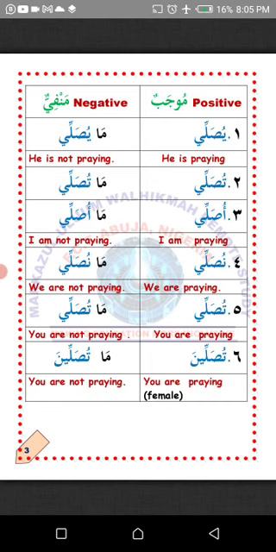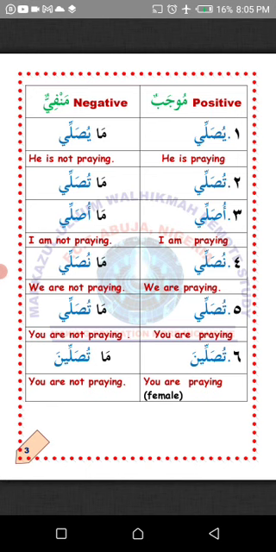Arba, number four. Nusalli, we are observing salah. Ma nusalli, we are not observing salah. Hamsa, number five. Tusalli, you are observing salah, talking to a single male person directly. Ma tusalli, you are not observing salah. Sita, number six. Tusallina, you are observing salah, talking to a single female person. Ma tusallina, you are not observing salah. I hope you understand.